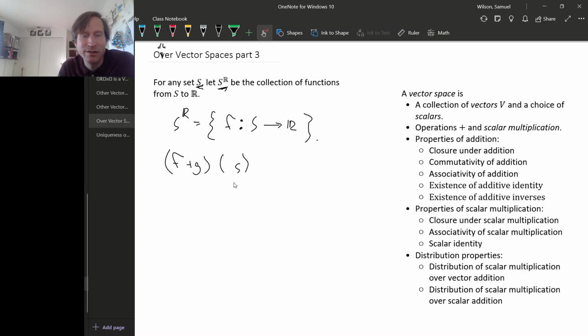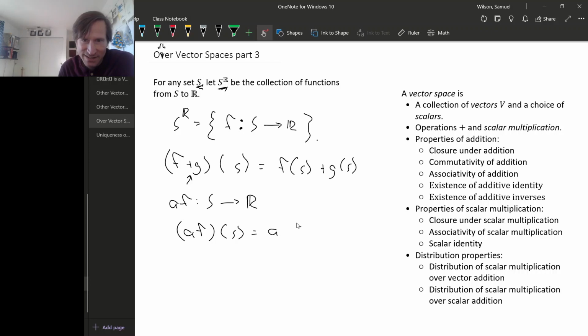using the formula, right? The sum of f and g is f of s plus g of s. That defines an addition on functions. And we can define a scalar multiplication on functions this way. So the scalar a times the function f is a times f evaluated at s. So this is for a little s in big S, right? Same thing up here for a little s in big S.